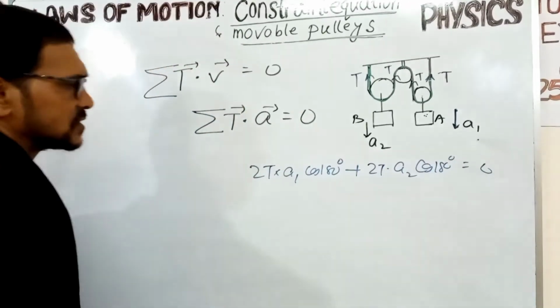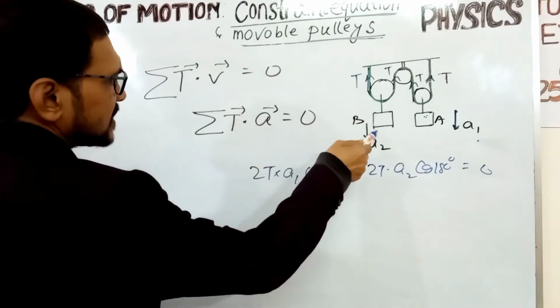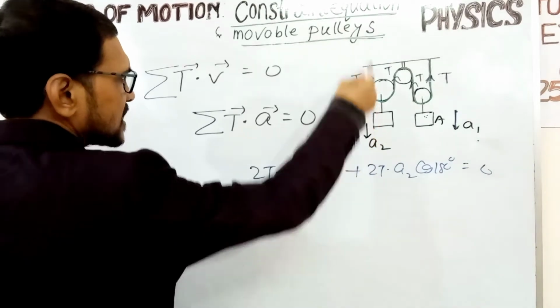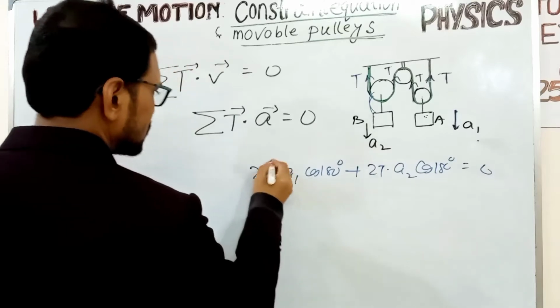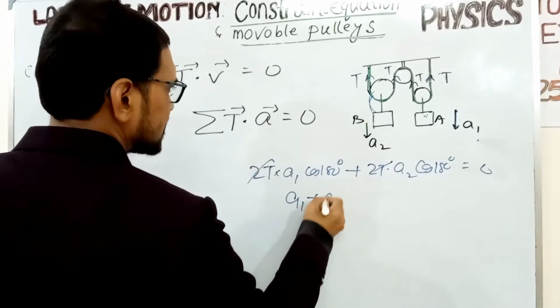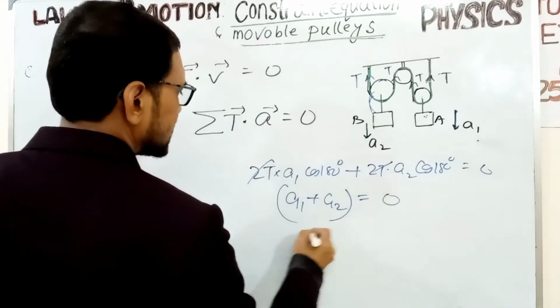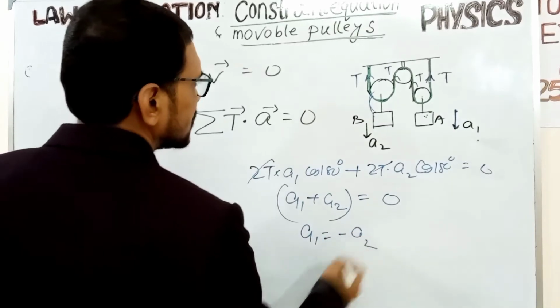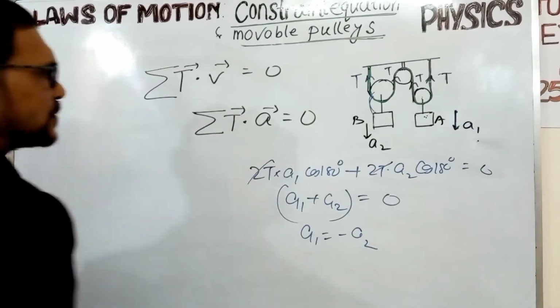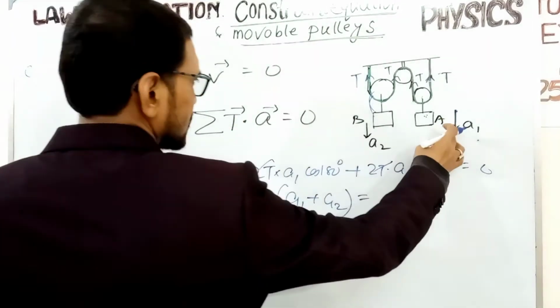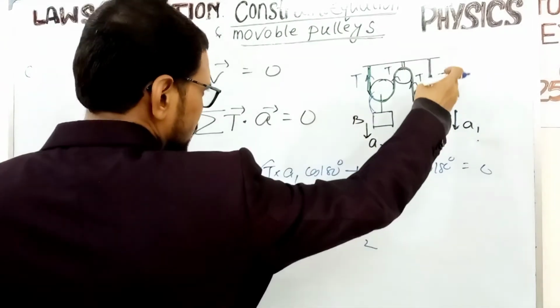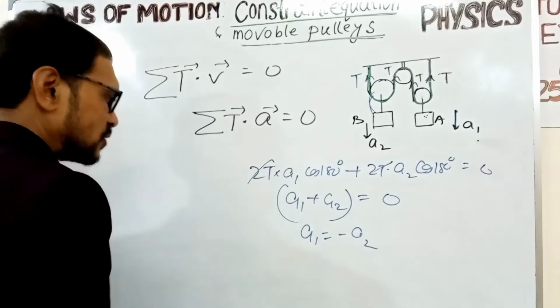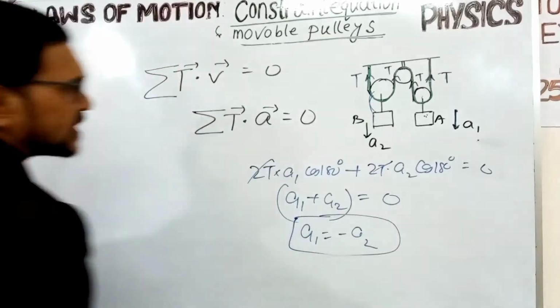We take the angle between tension and acceleration. The tension is upward, acceleration downward, so the angle is 180 degrees. So 2T cancels, so a1 plus a2 equals 0, that is a1 equals minus a2. So if the block is moving downward, then this must move upward, or if the block is moving upward, this block moves downward. So this is the relation between a1 and a2.